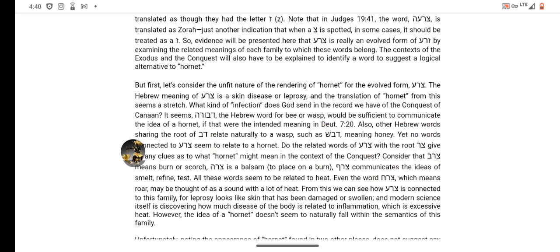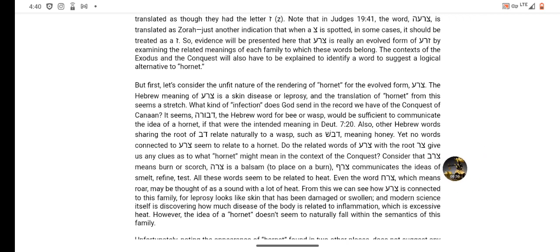Also other Hebrew words sharing the root of these group of letters relate naturally to a wasp, such as these group of letters meaning honey. Yet no words connected to these group of letters seem to relate to a hornet. Do the related words with the root of these group of letters give us any clues as to what hornet might mean in the context of the conquest, right? We're talking about the conquest of Joshua.